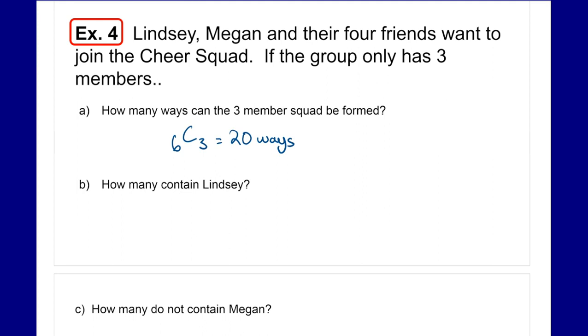Now, how many of these ways contain Lindsay? Well, if we break down what the group has to contain, we have the one piece of Lindsay, and we have the other members that are not Lindsay. So if we look at choosing Lindsay, there's one Lindsay, we're choosing her, multiplied by, because it's Lindsay and other members, 5 other members, choosing 2 of them, which in this case would give us 10 ways.